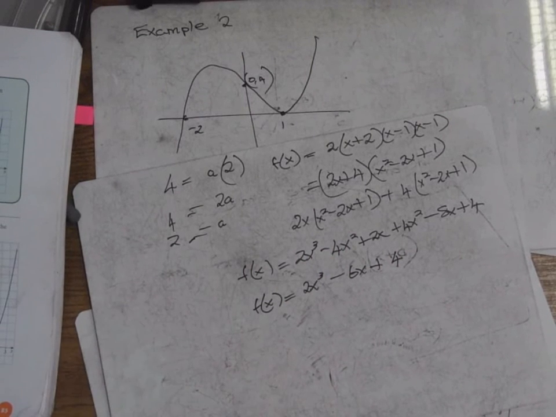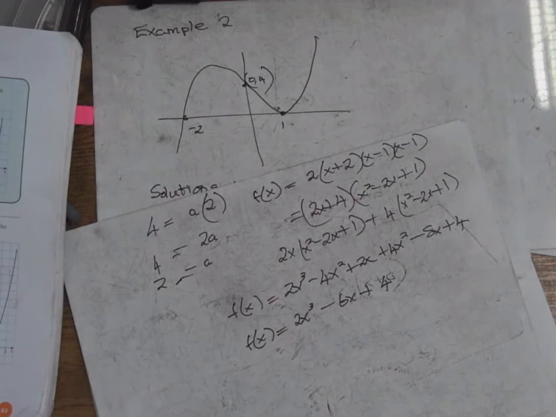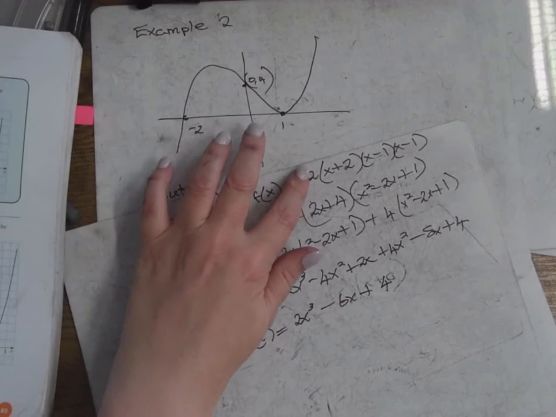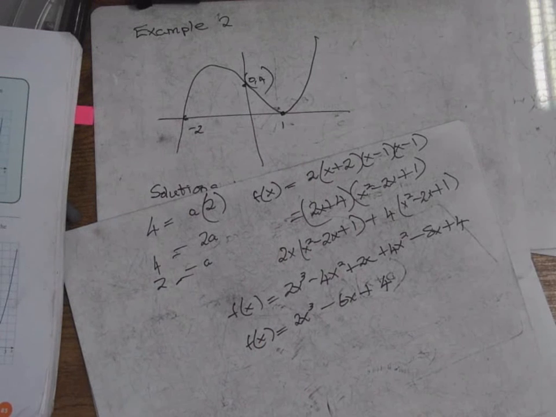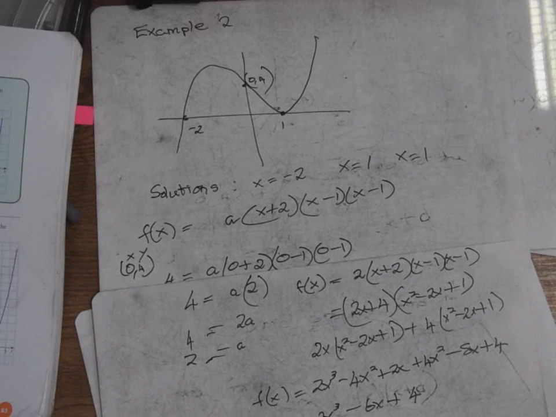And as I say, you don't need to multiply it out. You can give your answer like that if they don't ask you to multiply it out. So you can give that as your answer if they don't ask you to multiply it out, okay? So this is example 2 I'm on to now, right?